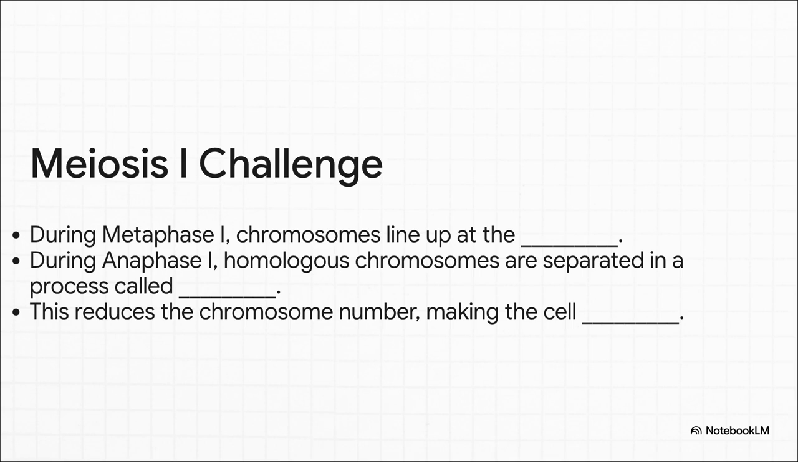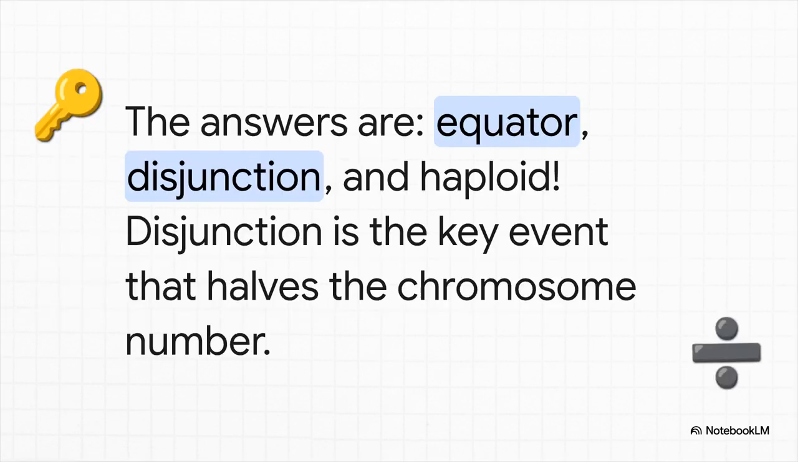parts. Let's look at meiosis I, where things really get different from mitosis. Where do the chromosomes line up? What's the special name for how they separate? And what does this do to the cell's total number of chromosomes? The answers are they line up at the equator, they're separated by disjunction, and the new cells become haploid.